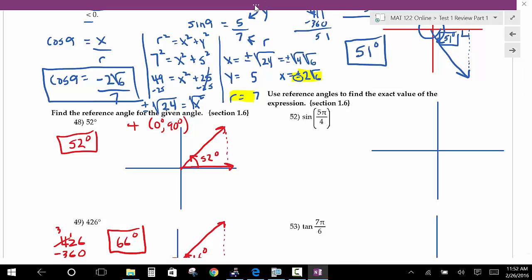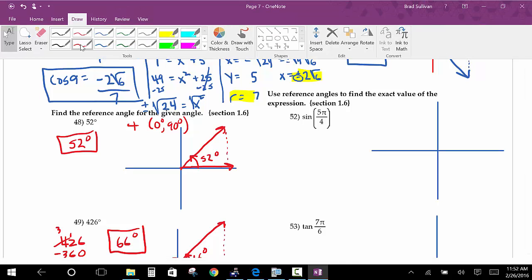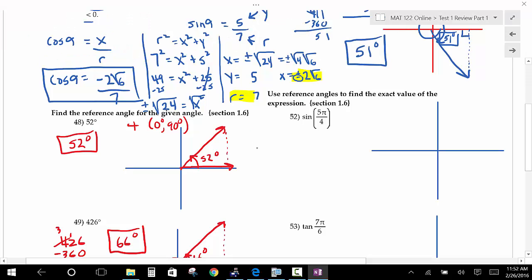Okay, with this number 52. Now, probably the best thing to do on this problem at this stage is just go ahead and see what this is in terms of degrees. So you have 5 times 180 over 4. 180 over 4 is 45. And if you work out the math on that, you're going to get 225 degrees.